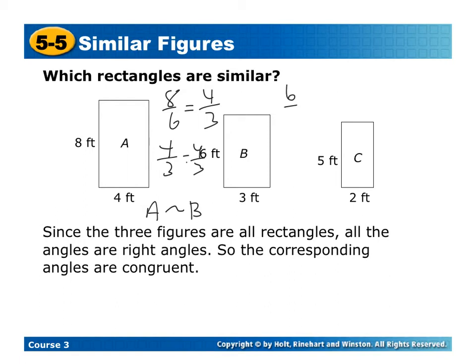If we look at B and C, we have 6 to 5 has to be the same as 3 to 2, since we can't reduce the 6 to 5. These are not similar. And then lastly, we have 8 to 5 has to be the same as 4 to 2, and once again, these are not. So in the end, we just have rectangle A is similar to rectangle B.